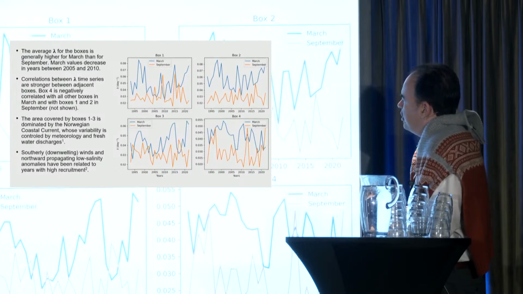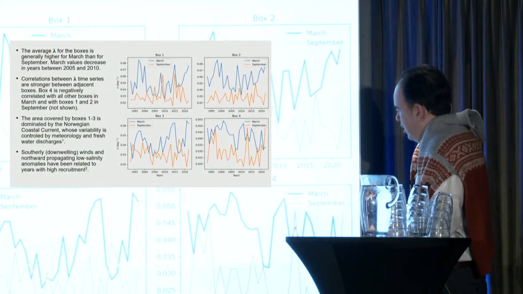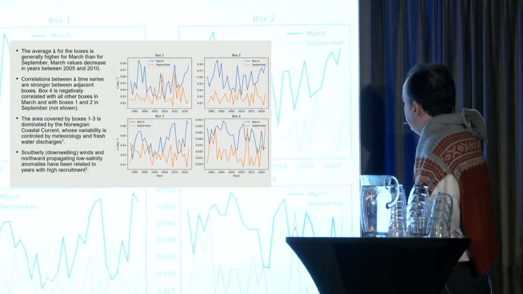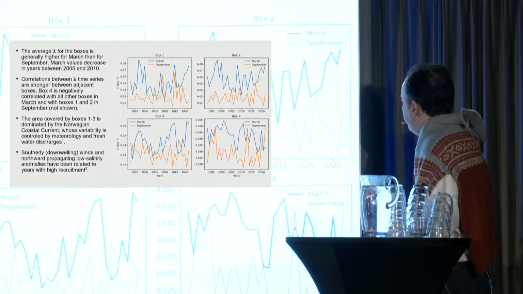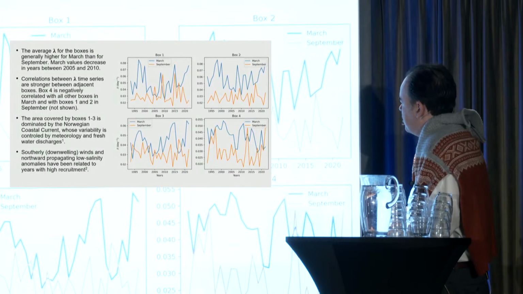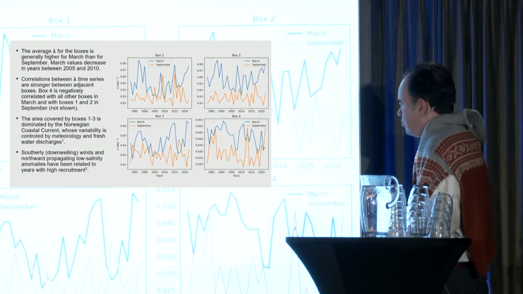And you can see that in general, the dispersion is higher for March than for September. Over most of box 1, 2, and 3, we find there is a rather low period of dispersion between 2000 and 2005, but then it recovers from 2005 onwards.